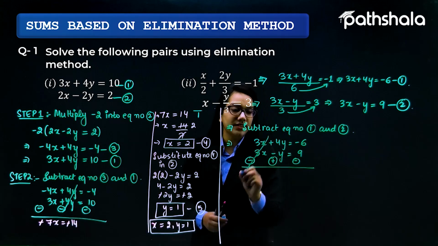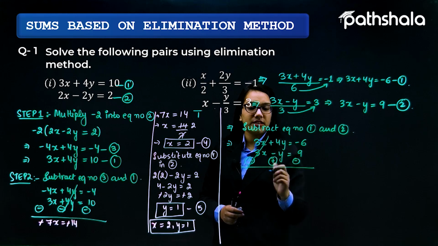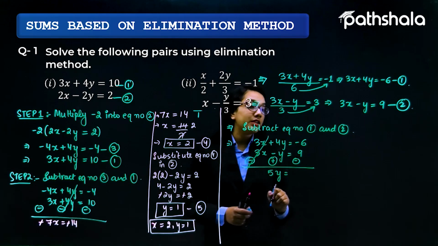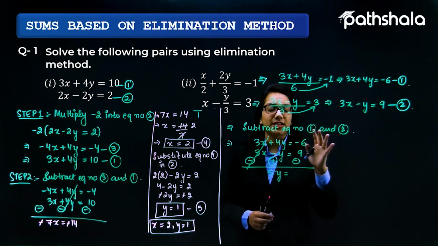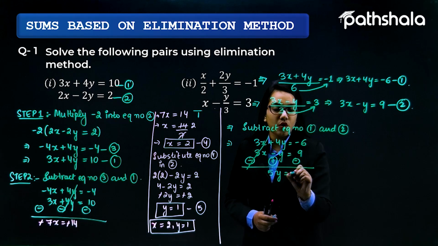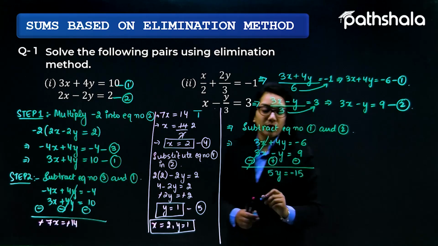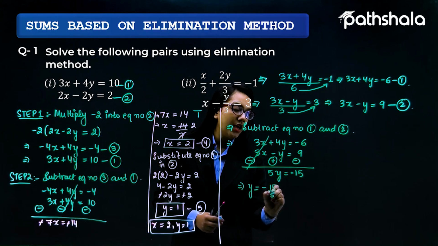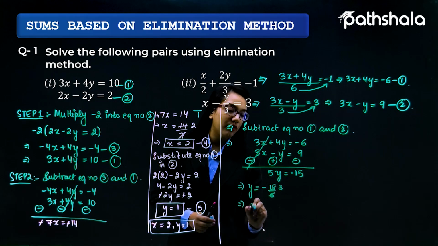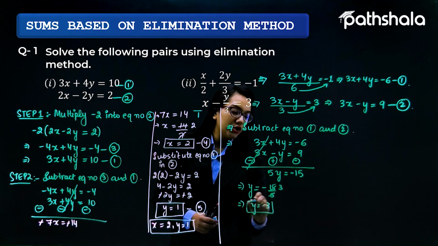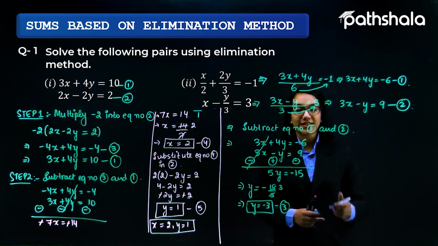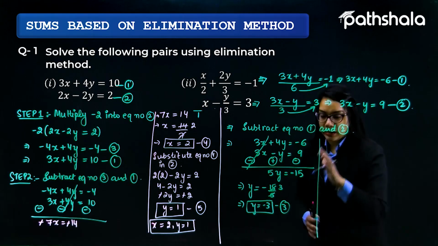3x and 3x get cancelled with each other. We'll get 4y plus y which is nothing but 5y, and further we have minus 9 and minus 6 which is nothing but minus 15. So it means that the value of y we are getting is nothing but minus 15 by 5, which is minus 3. So as we have y as minus 3, we can find out the value of x by substituting it in any equation.